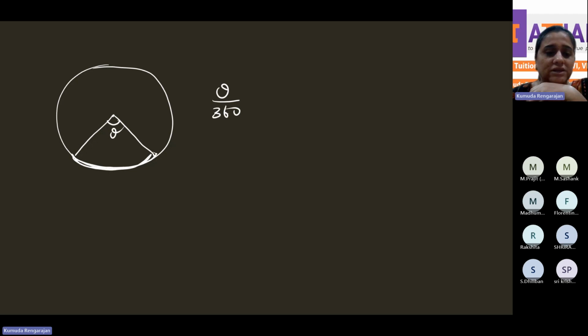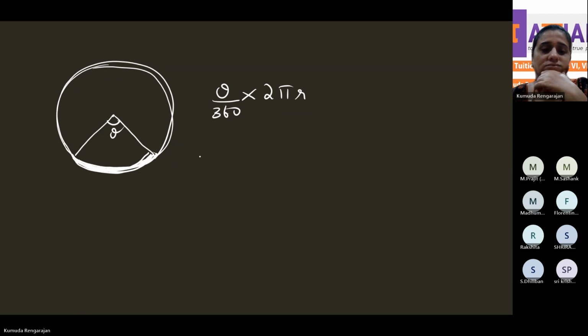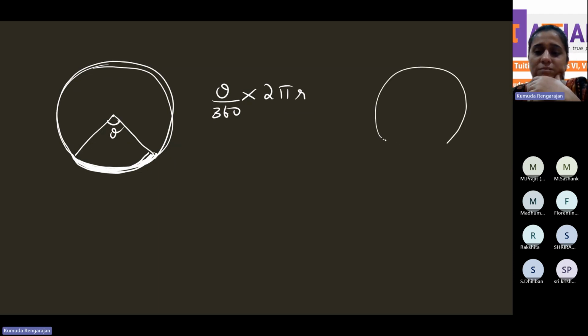So similarly, the length of this arc, we know, is theta by 360 into 2 pi r. So theta by 360 into 2 pi r will give you the length of this arc. Now the circumference of the circle, the total length, minus the length of the minor arc will give you the length of the major arc. Because this is the major arc, this is the minor arc. Together is the full circle.